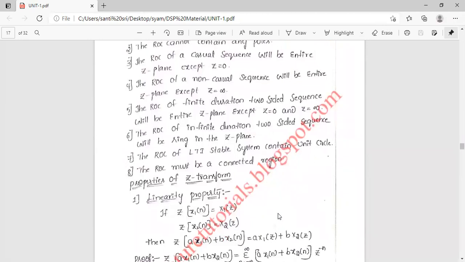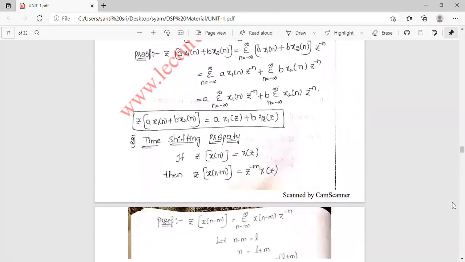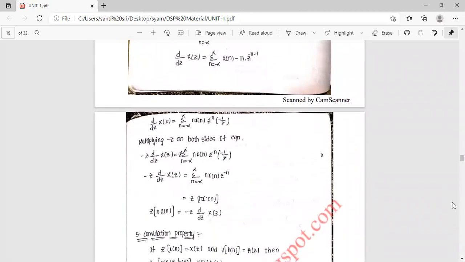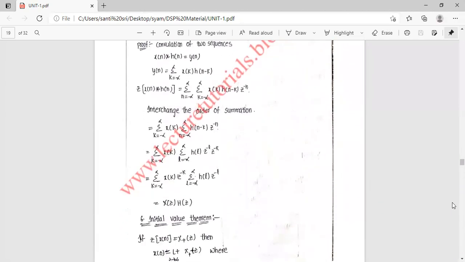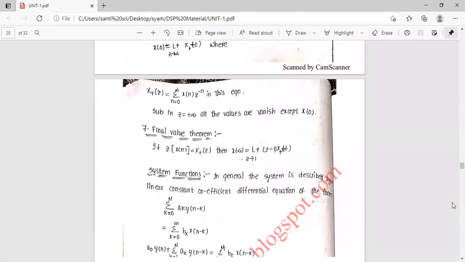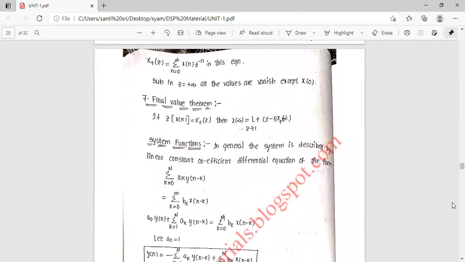Next, we discussed the properties of the Z transform: linearity property, time shifting property, time scaling property, time reversal property, differentiation property, integration property, convolution property. All these were discussed in earlier classes, along with the initial value theorem and final value theorem. So this is all about the Z transform.